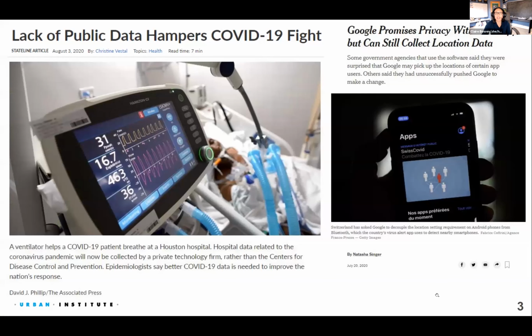But that kind of information is very helpful for the current crisis that we've been experiencing now in the last year. These are screenshot articles from 2020 where people were calling to say, well, we don't have enough public data to fight COVID-19. We need this information. We need this location information in particular from smartphones to figure out, I don't know, contact tracing.